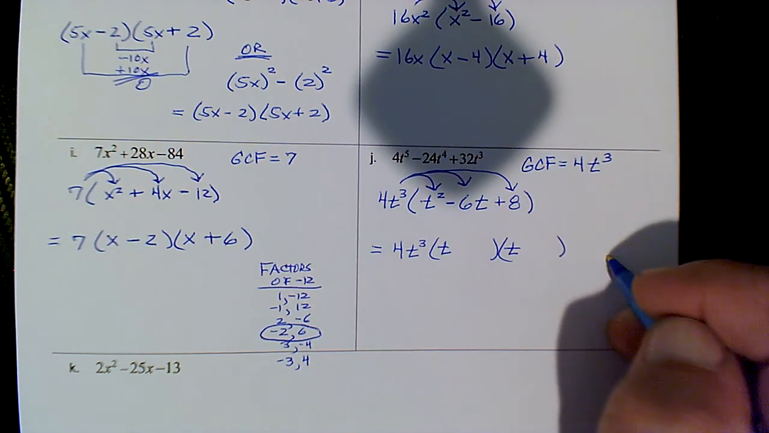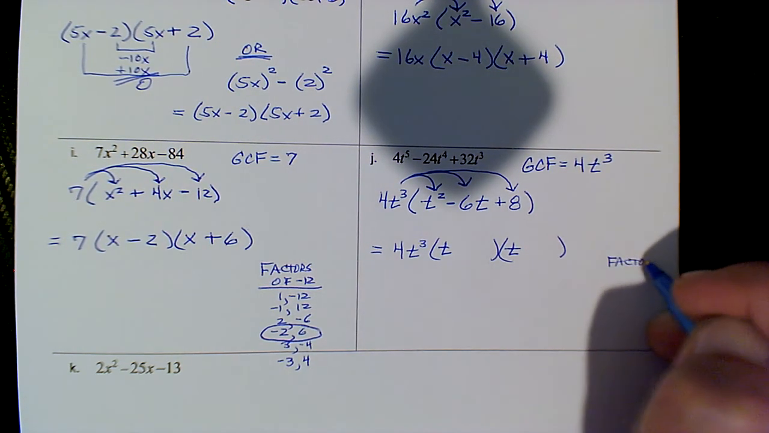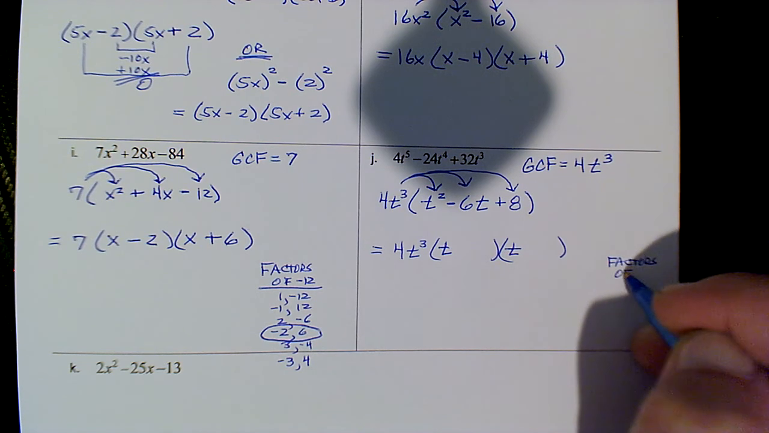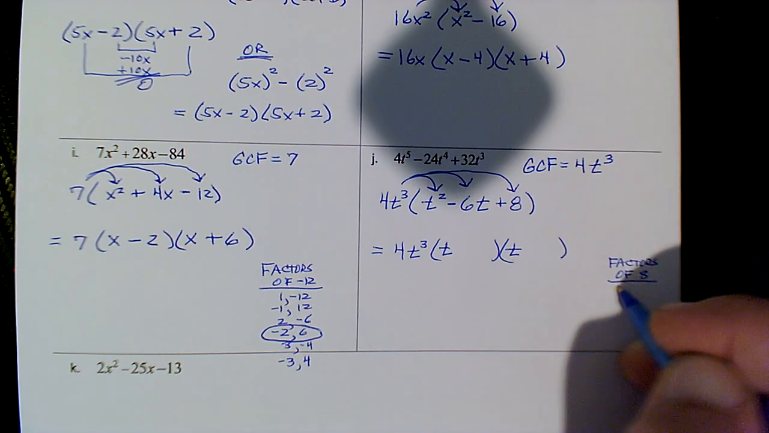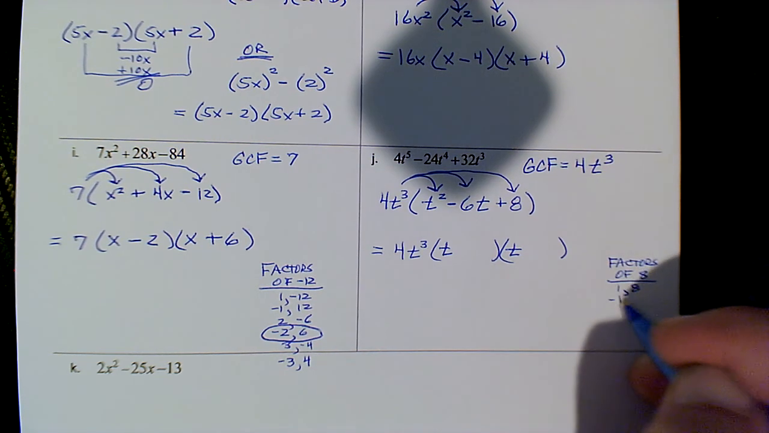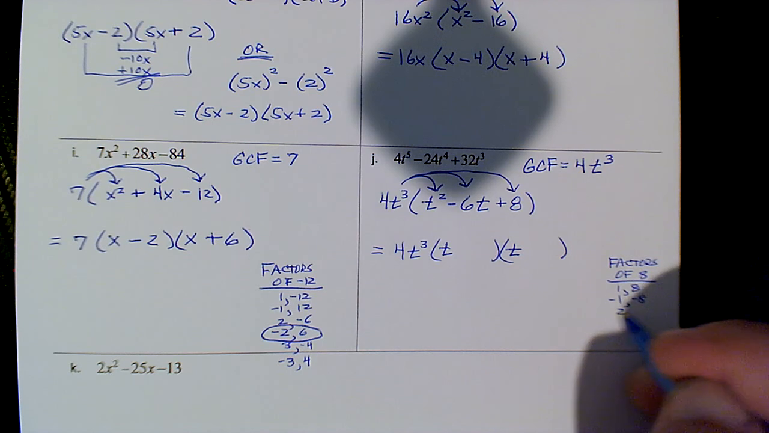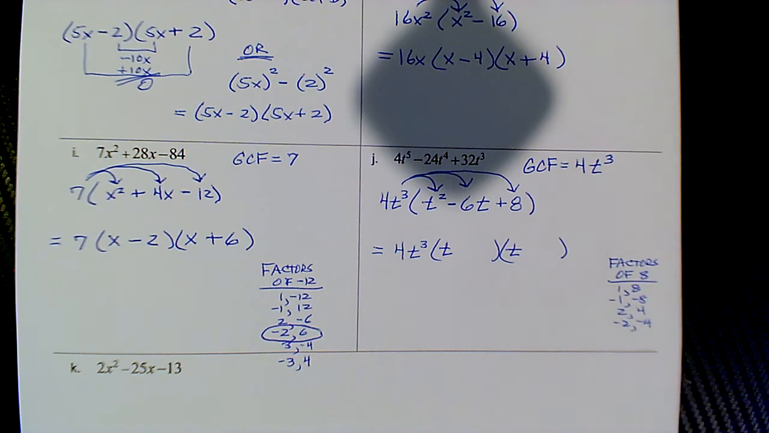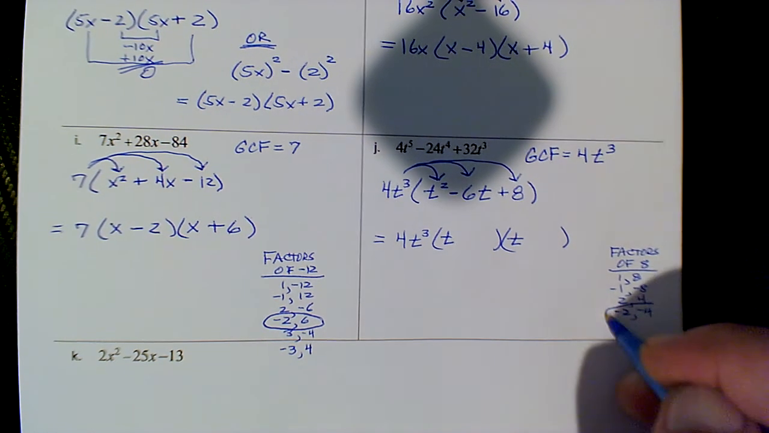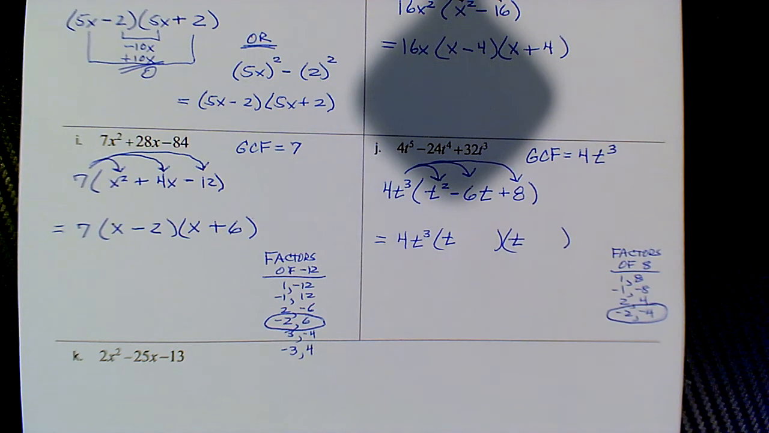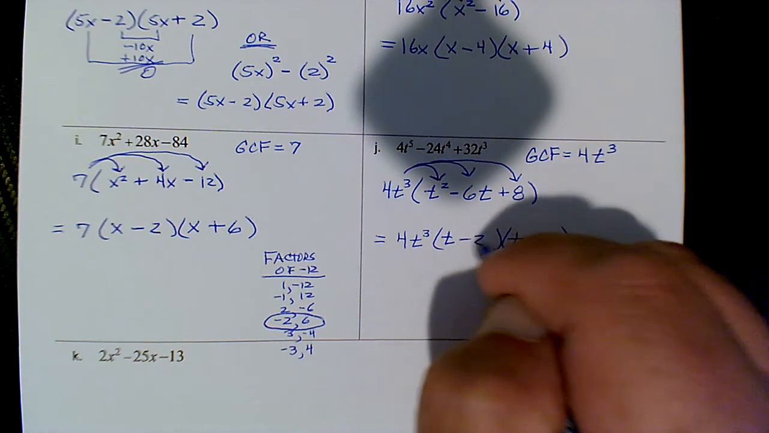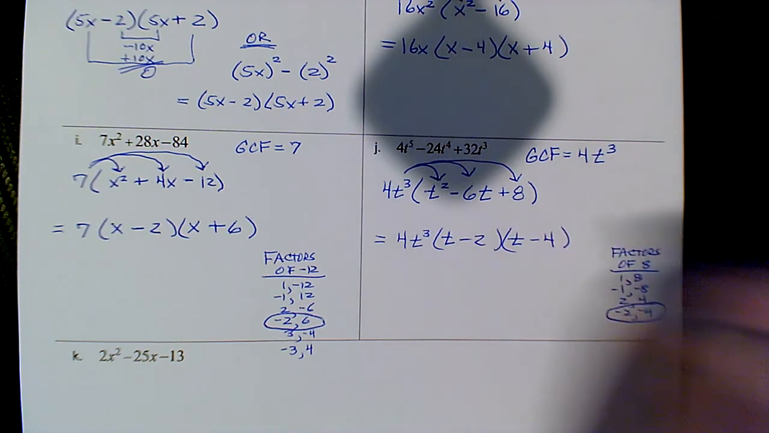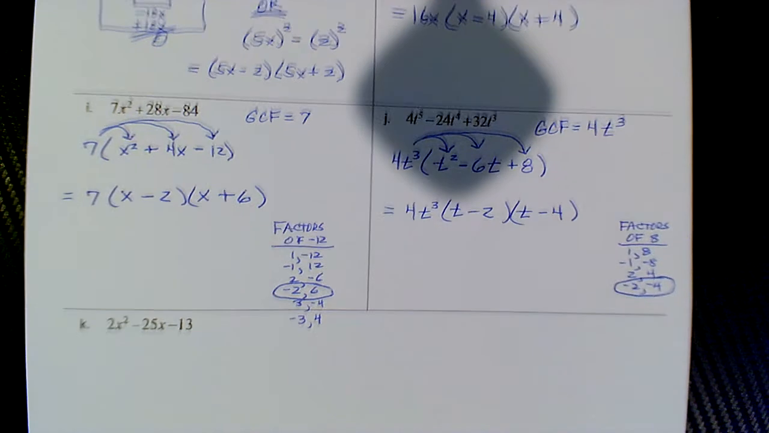And I think I'll do the factor method again. Factors of positive 8: 1 and 8, negative 1 and negative 8, 2 and 4, negative 2 and negative 4, and that's it. And the pair that combines to give us the negative 6 coefficient of the linear term is negative 2 and negative 4. You can perform the check if you like.